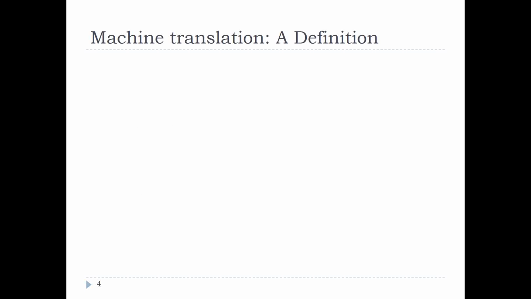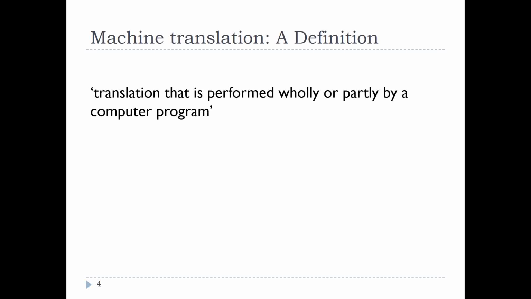Moving on from that, you're all familiar with the concept of machine translation. Now, machine translation can be defined as translation that is performed wholly or partly by a computer program. And this "or partly" bit comes as a bit of a surprise to some people maybe, who are used to using Google Translate. You just put a text in, you press a button and another text comes out.